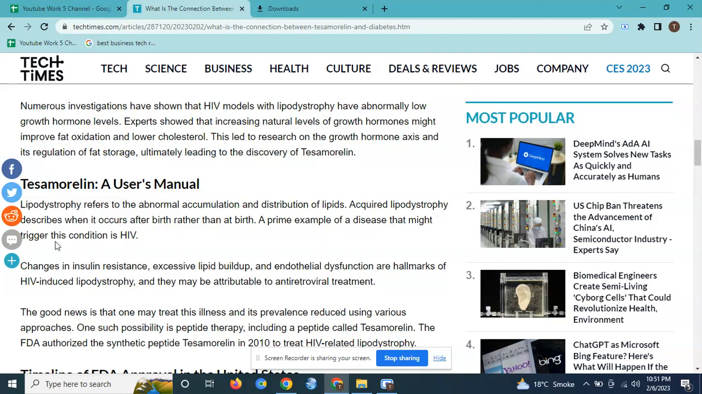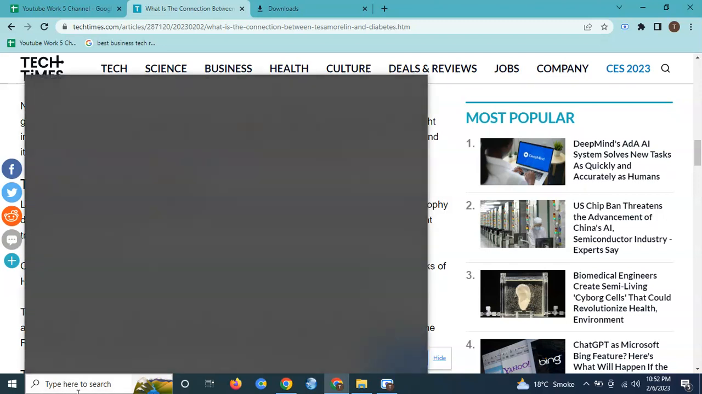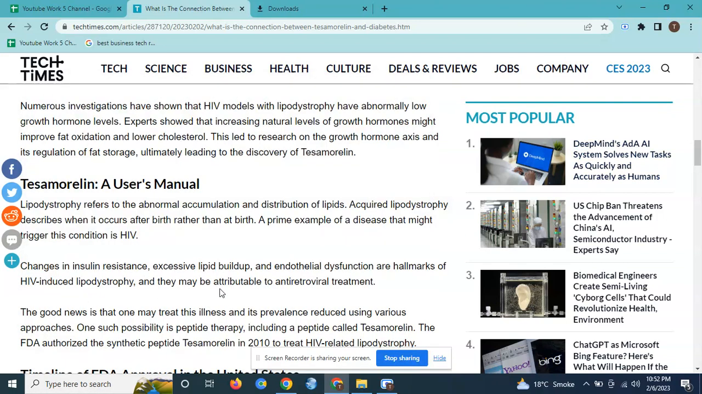Tesamorelin, a user's manual. Lipodystrophy refers to the abnormal accumulation and distribution of lipids. Acquired lipodystrophy describes when it occurs after birth rather than at birth. A prime example of a disease that might trigger this condition is HIV. Changes in insulin resistance, excessive lipid buildup, and endothelial dysfunction are hallmarks of HIV-induced lipodystrophy, and they may be attributable to antiretroviral treatment.